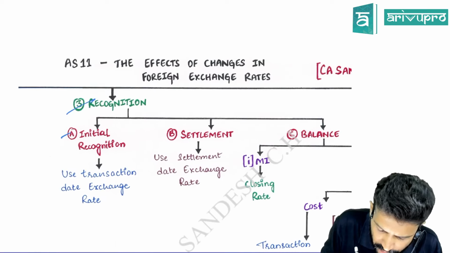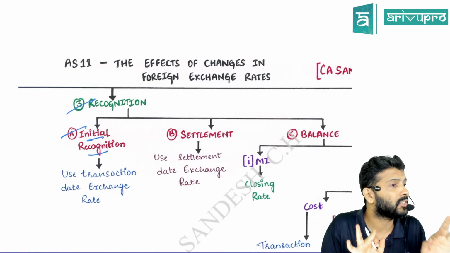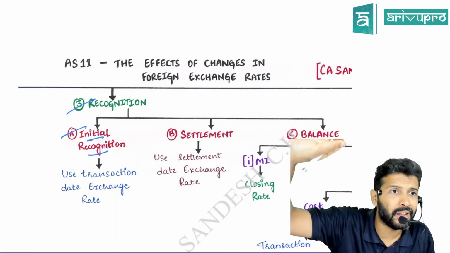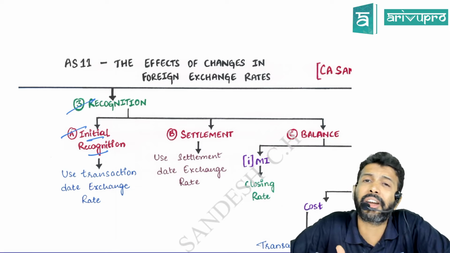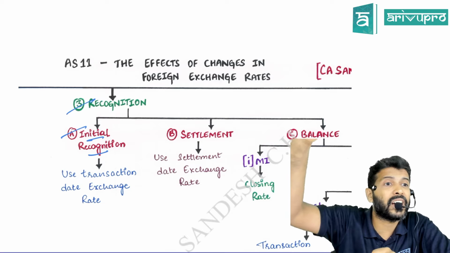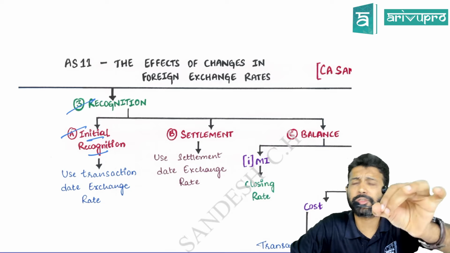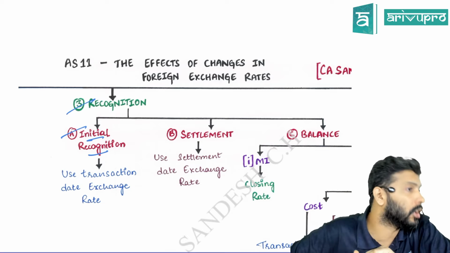AS 11 says initial recognition. Initial recognition means today you have sold the goods to somebody. That means today you need to pass the journal entry. What is the journal entry for credit sales, sir? Debtors to sales. Let's say I've sold the goods for $1 lakh.